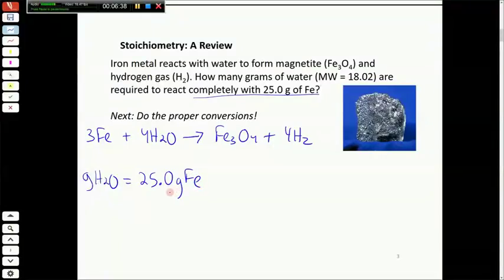And what we have to remember is that the coefficients in the chemical equation that we just balanced deal with molar amounts, moles of iron, moles of water. So whenever you're doing a stoichiometry problem, one of the first things you should always think about doing is converting into moles. So that's, in the vast majority of stoichiometry problems, going to be your first step. If you're not given moles, you have to convert into it. So we want to go from grams of iron into moles of iron.